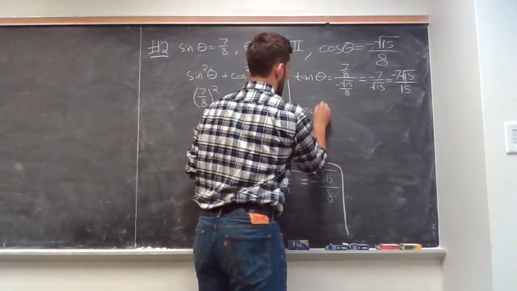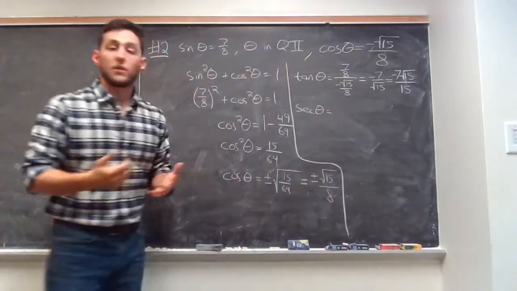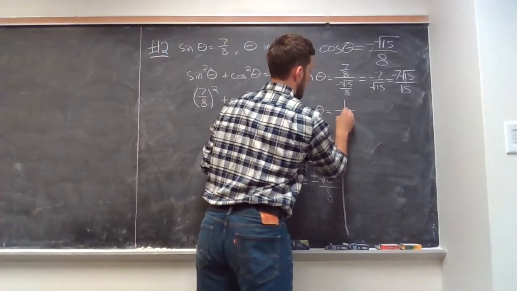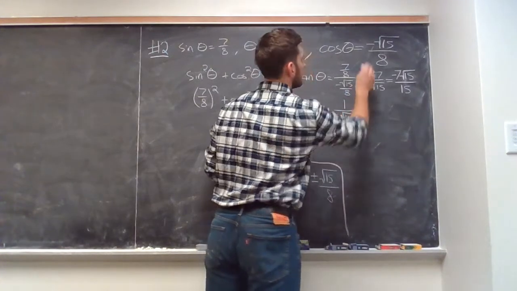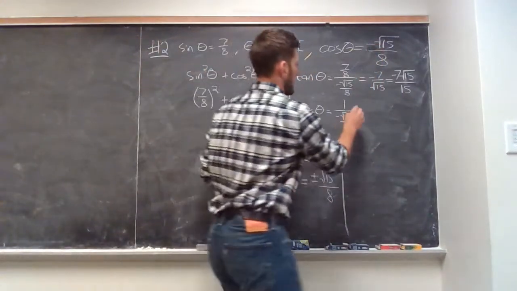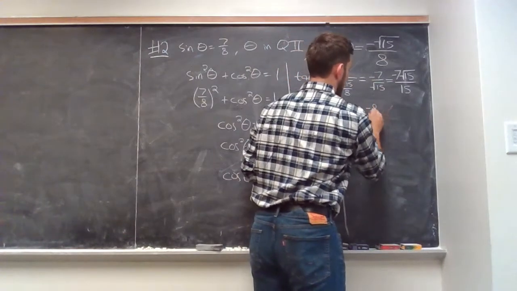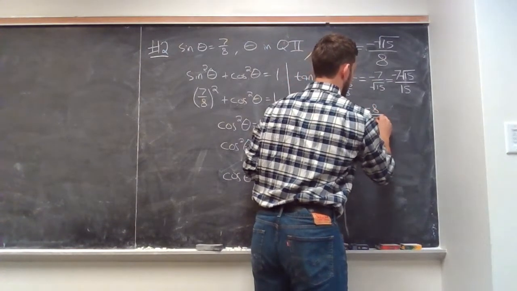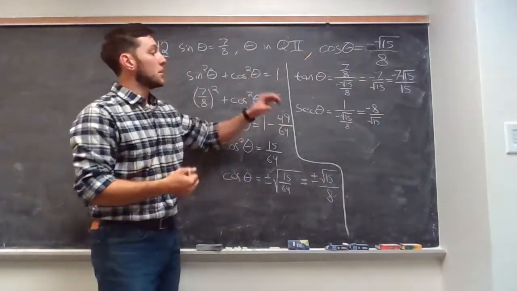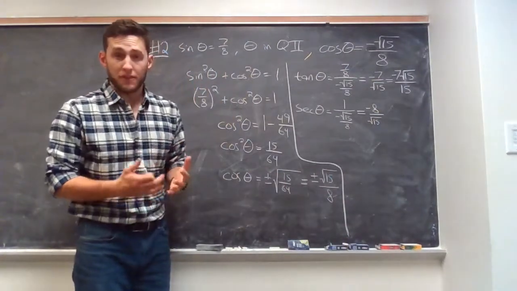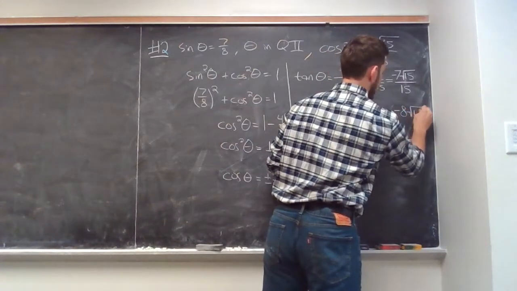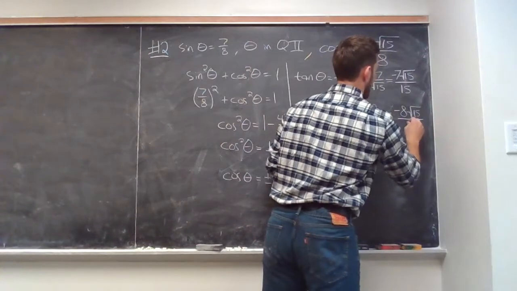Secant is 1 over cosine. So 1 divided by negative square root of 15 over 8. Well, we multiply by the reciprocal, giving me negative 8 over square root of 15. Yet again, let's rationalize the denominator by multiplying on top and bottom by square root of 15, giving me negative 8 square root of 15 divided by regular 15.